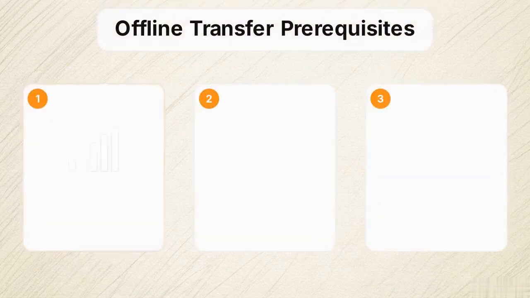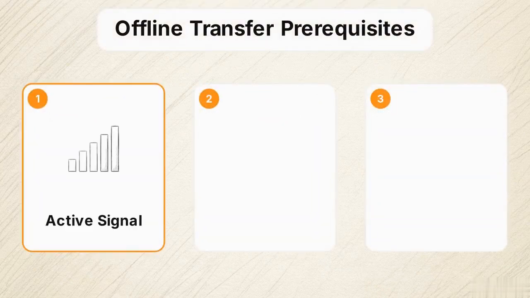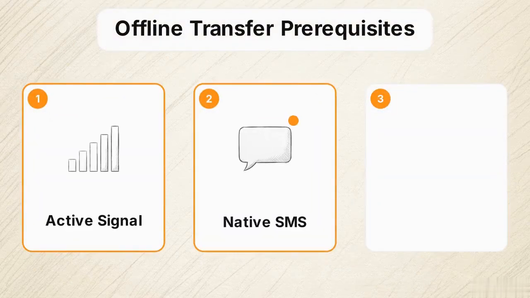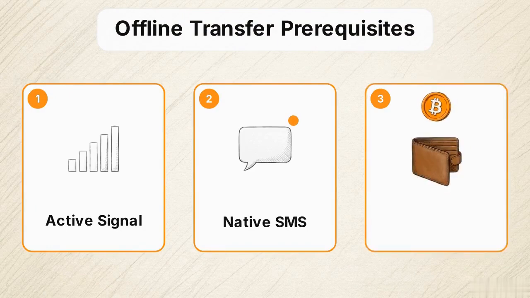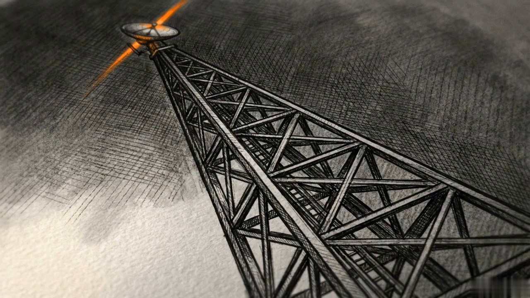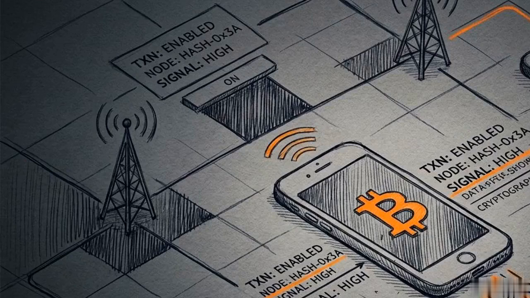You need an active, base-level cellular signal, a phone with native SMS messaging capability, and a previously funded Bitcoin wallet linked to your phone number. By stripping away the internet layer, we are utilizing legacy cellular infrastructure. This proves that decentralized financial networks can operate using basic radio communication rather than modern data webs.